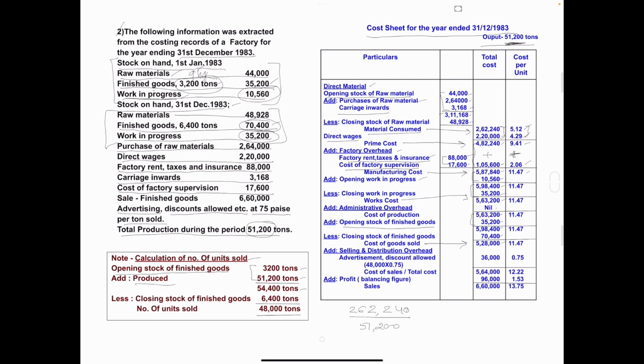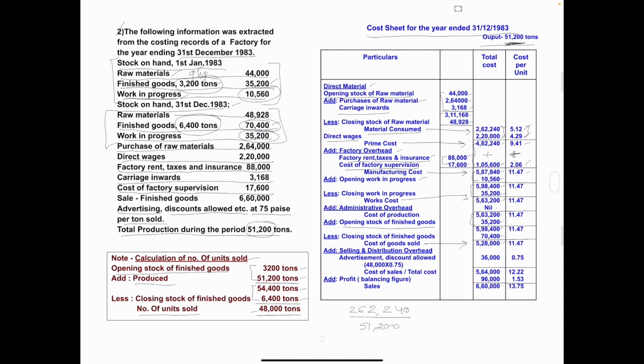Less closing stock of finished goods. See in the problem, right here in the note column, closing stock of finished goods is 6,400 tons. Now less from 54,400 minus 6,400, you will get 48,000 tons. It means during this year they have sold 48,000. Number of units sold is 48,000.